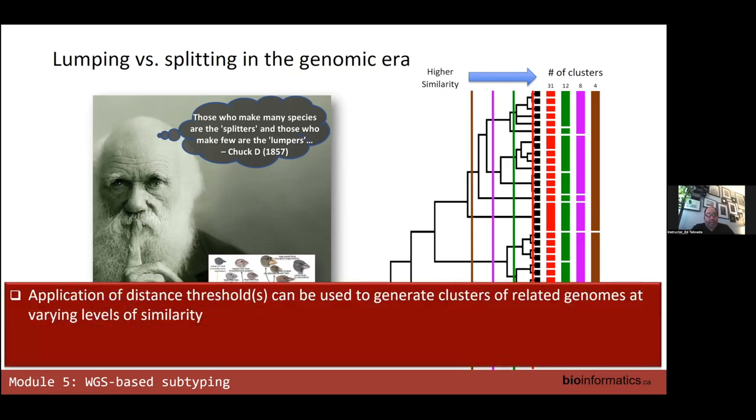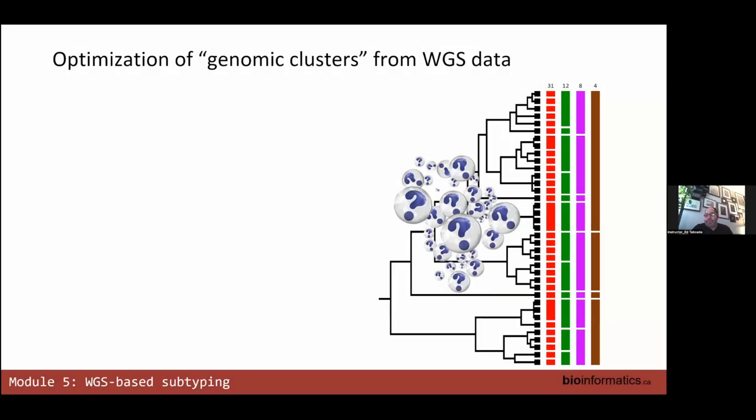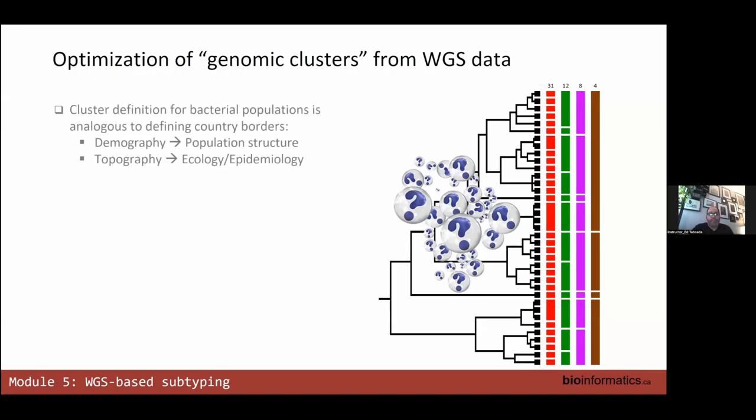And generally speaking, a lot of this has really been based on people who have access to outbreak data. They set the thresholds to maximize concordance with outbreak data. But still, there are a lot of different places where you could draw that line. And ultimately, I'm more of a proponent where we should be using a combination of population structure as well as ecology and epidemiology to help inform where to draw the line.